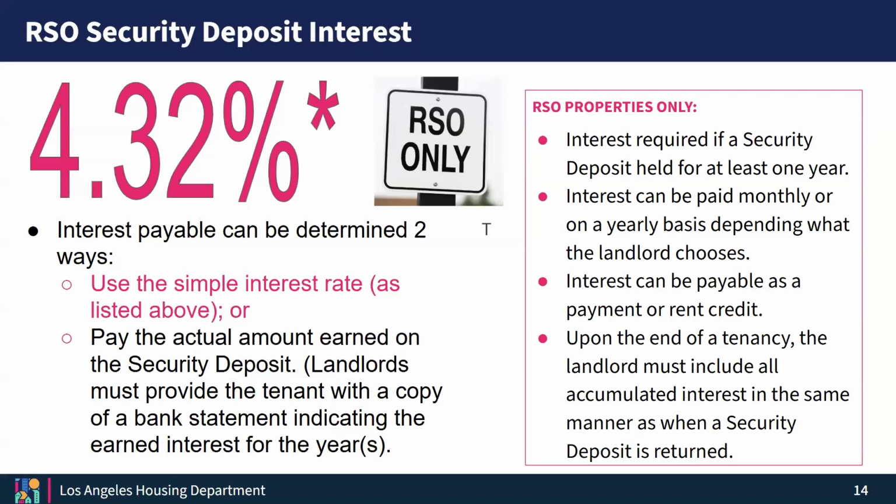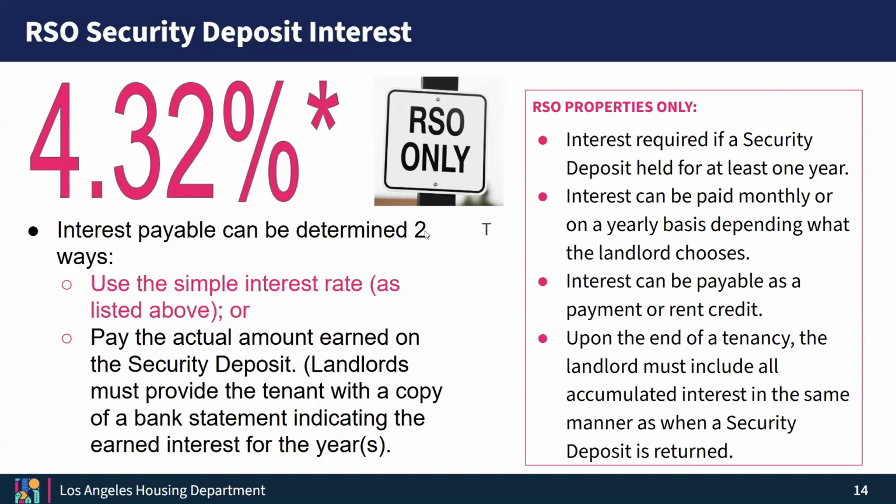RSO security deposit interest, currently 4.32%. Interest payable can be determined two ways. Use the simple interest rate as listed above, or pay the actual amount earned on the security deposit. Landlords must provide the tenant with a copy of a bank statement indicating the earned interest for the years.